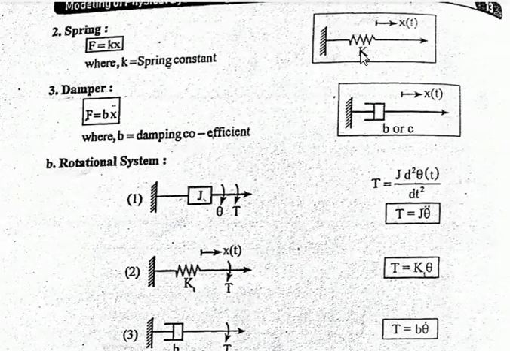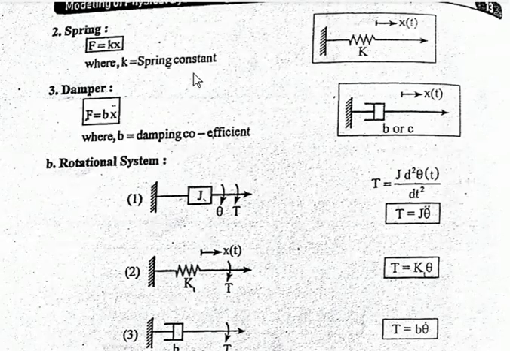Here K represents the spring constant, and x of t is the displacement taken by the spring. Again we are going to apply the same law, Newton's second law, to this spring system. We get F is equal to kx, where k is the spring constant.